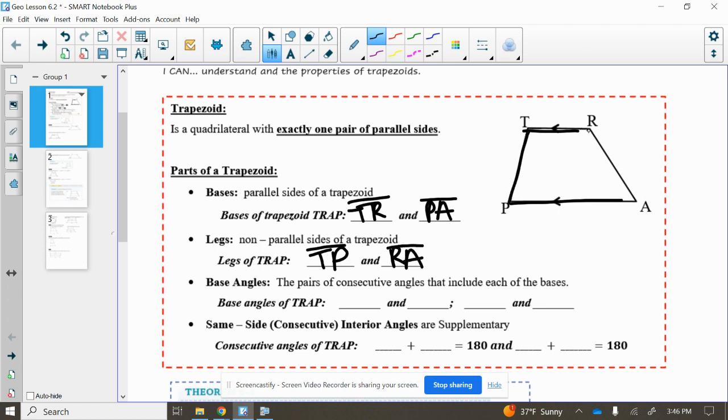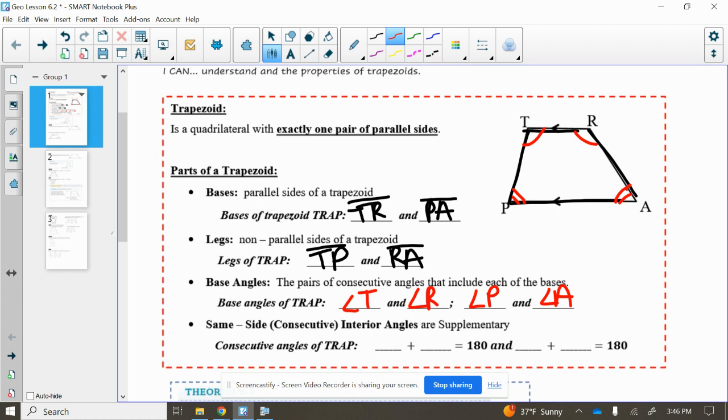So here and here. Our base angles then are the consecutive angles that include each of the bases. So for instance, there's two sets. We have angle T and angle R would be one set. And then the second set would be those lower base angles. In this case, that would be angle P and angle A. Again, they make up either side of each of the bases.